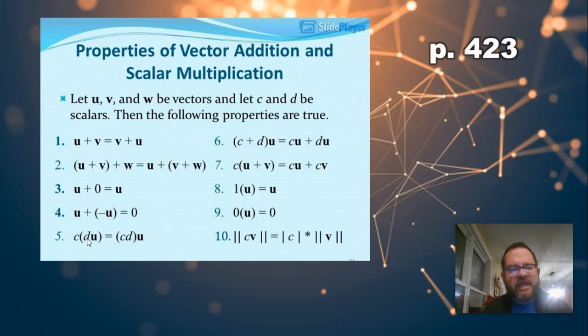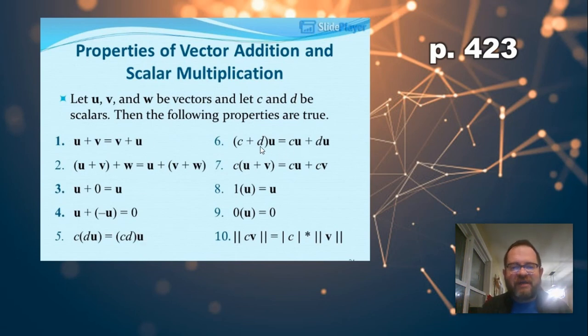If you're doing scalar multiplication on your vector in number 5 here, and then you multiply it again, that's the same as just multiplying the numbers originally. So if it was 4 times 5 times U, that would be the same thing as 20 times U. All right, well, that's hardly surprising. If I hadn't told you that, you probably would have guessed it and you would have been right, but now I've told you.